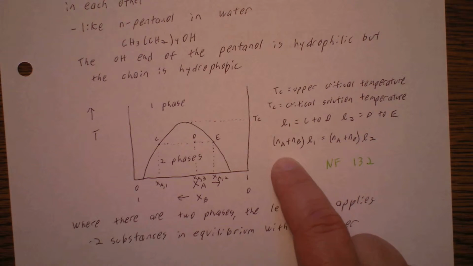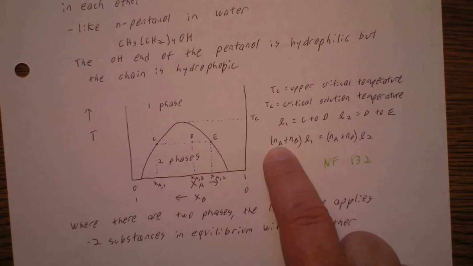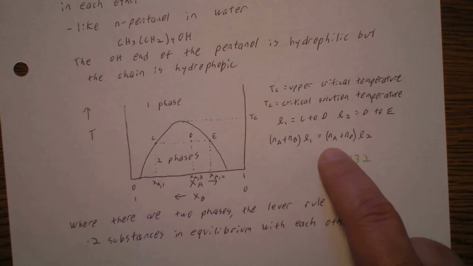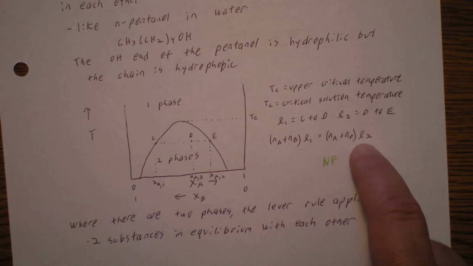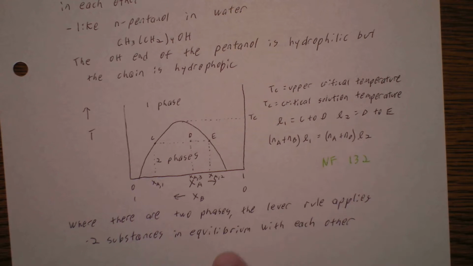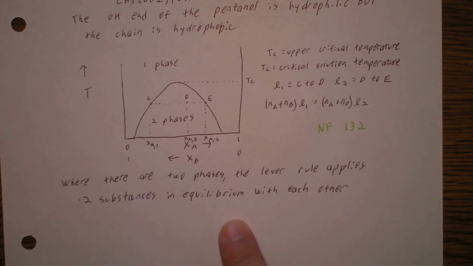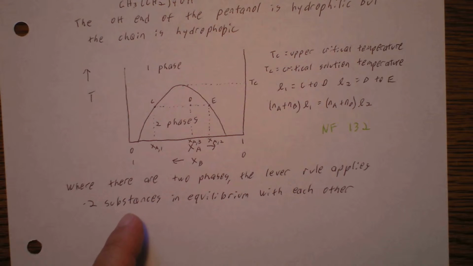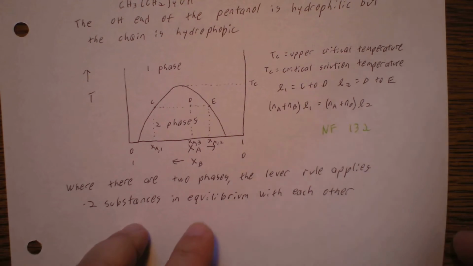And then again, using the lever rule we had before, the number of moles of A plus the number of moles of B times the length of 1 is going to be equal to the number of moles of A plus the number of moles of B times the length of 2. Now, where there are two phases, that's when the lever rule applies. That's when you have two substances that are in equilibrium with each other.